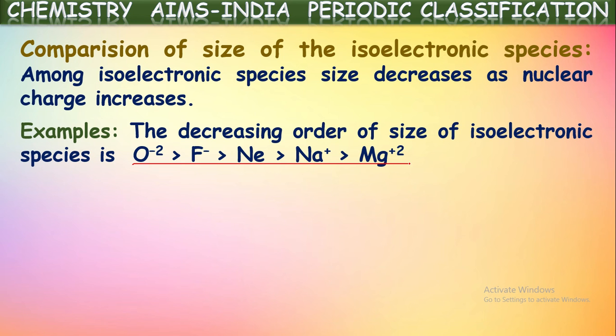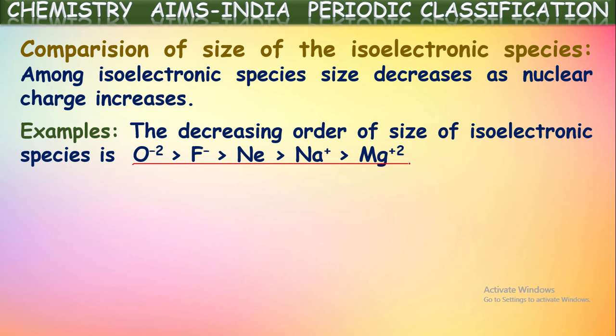We know oxygen's atomic number is 8, so it should have 8 electrons, but here it is mentioned O minus 2, which means it gained 2 electrons. So the total number of electrons now becomes 10. If you see F minus, it is the same way. Already 9 electrons are there, and as it is shown as F minus, it gained 1 electron, so it becomes 10 electrons. Neon already has 10 electrons. Sodium has 11, and as it lost 1 it becomes 10. Similarly magnesium has 10 electrons. So these ions and neutral atoms all contain the same number of electrons, and these are called isoelectronic species.